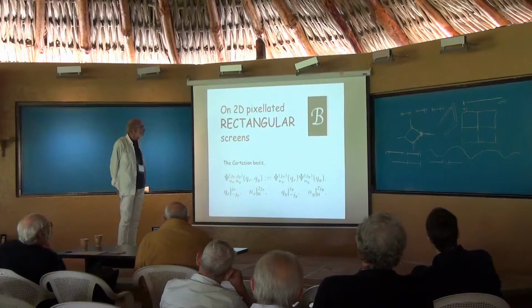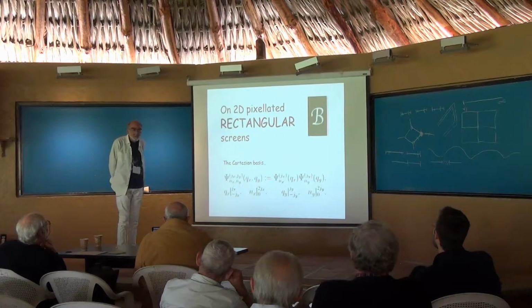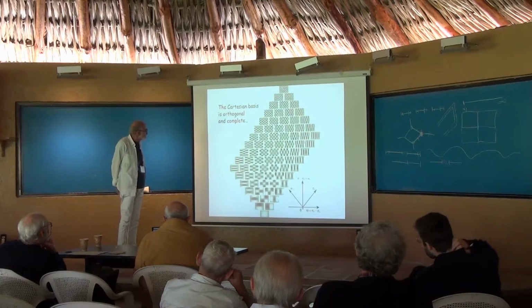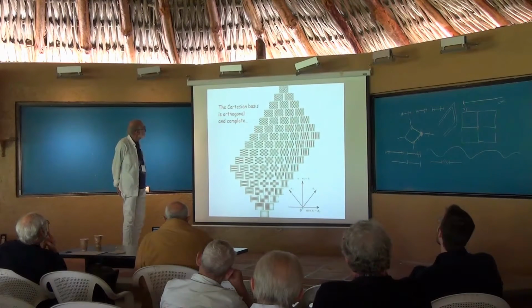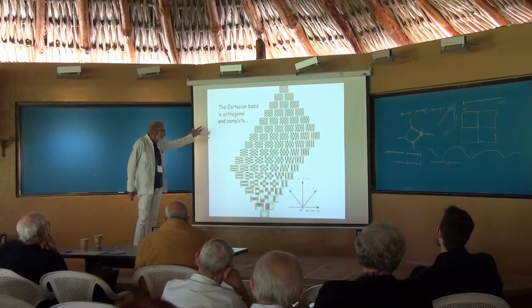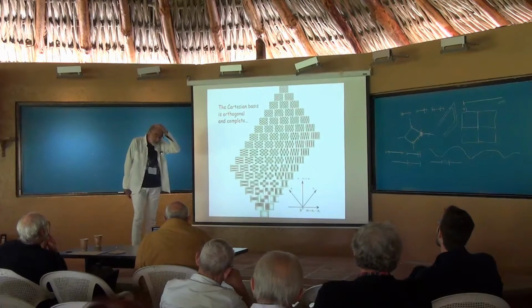Now, so recently we've also looked at rectangular pixelated screens, and that is because you apparently lose some of the symmetries, but actually you can do the same thing. In this case, the Cartesian basis is orthogonal. Well, all these are orthogonally complete.